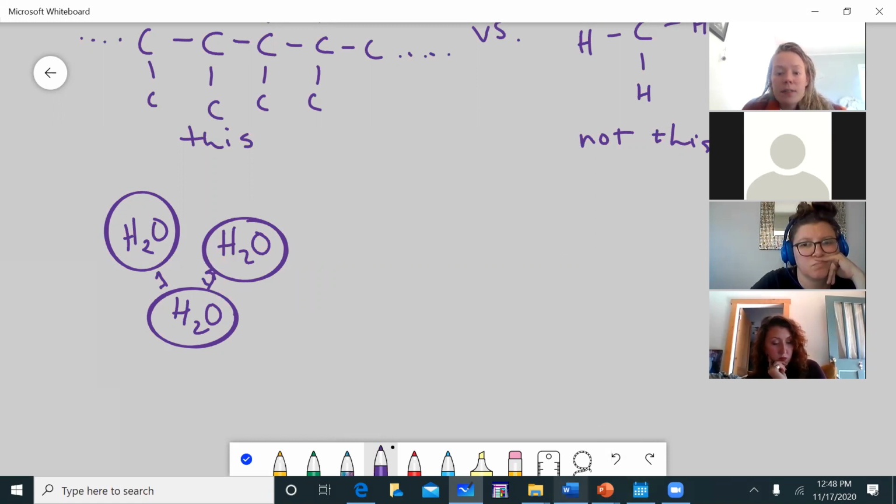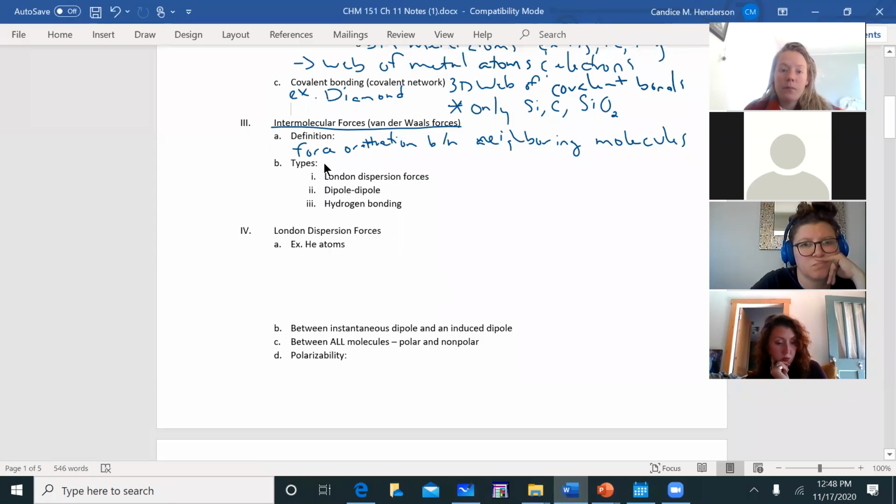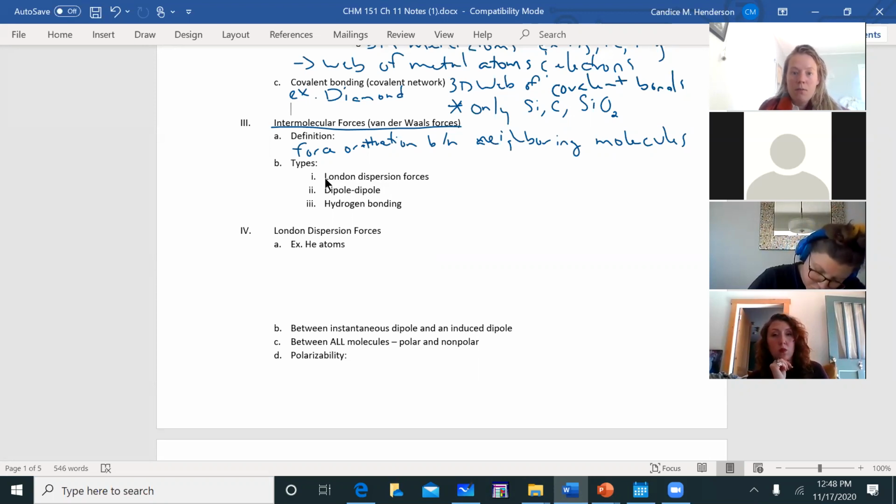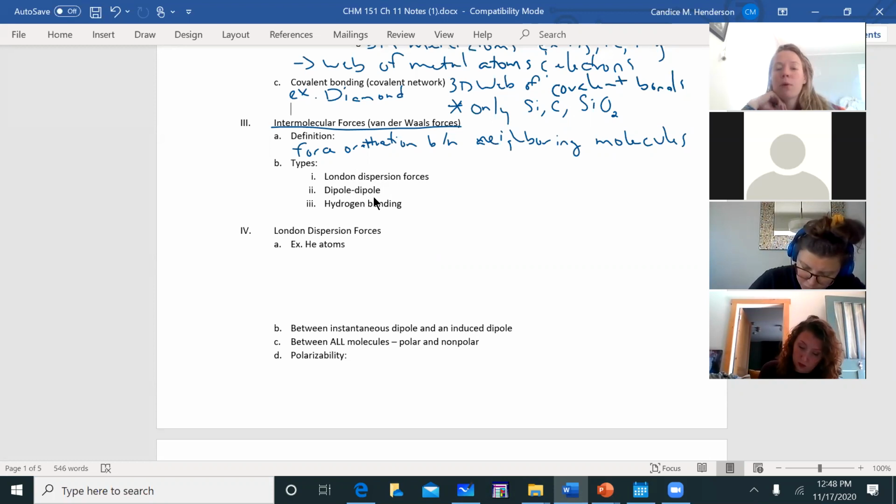So let's look at a couple of the different intermolecular forces. There's three that you all want to know. We have London dispersion forces, a dipole-dipole, which may sound familiar, and you probably already know about that from the bonding theories. And then we have this thing called hydrogen bonding.